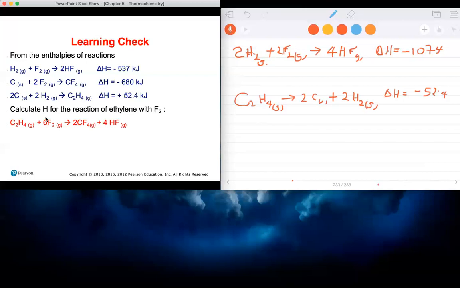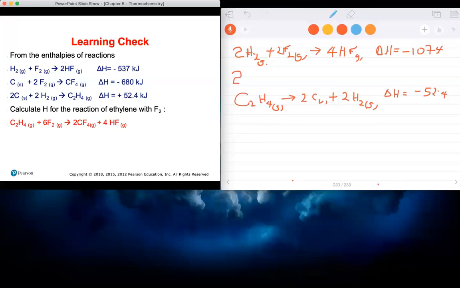If I look at equation 1, this CF4 is multiplied by 2. And if I look at this, I don't need to flip equation 2 either. In order to remain with this on the product side, equation 2 will just remain the way it is, but we need to multiply by 2. So I need to multiply equation 2 by 2 as well.